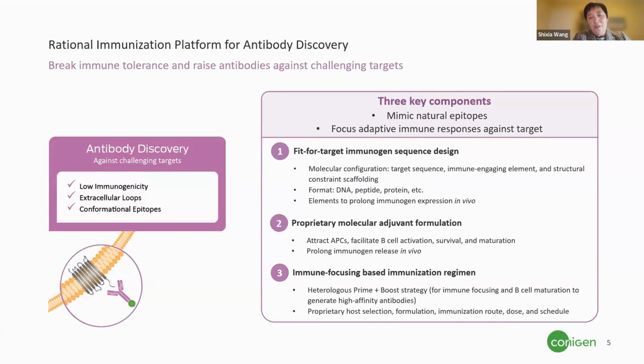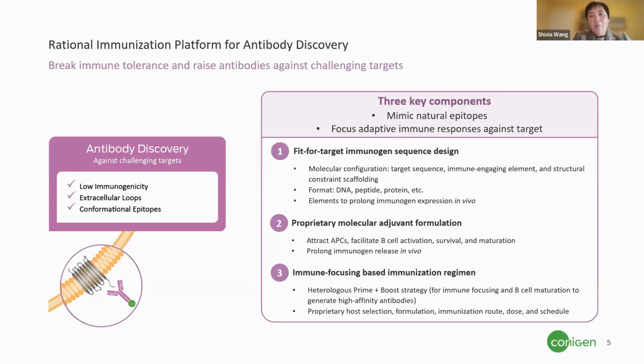And also those proteins are complex. The conformation and the structure are not easy to display. So in this platform, the goal is to break immune tolerance to generate antibodies against those challenging targets. For this platform, we have 3 key components. The first component is the fit-for-target immunogen design.